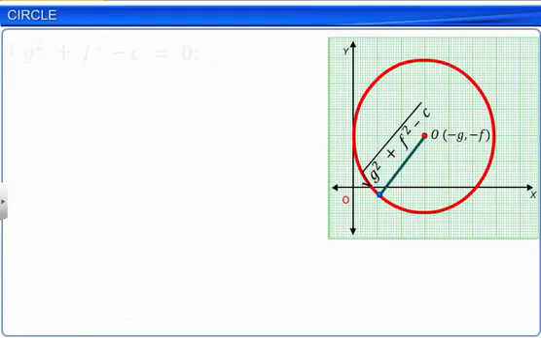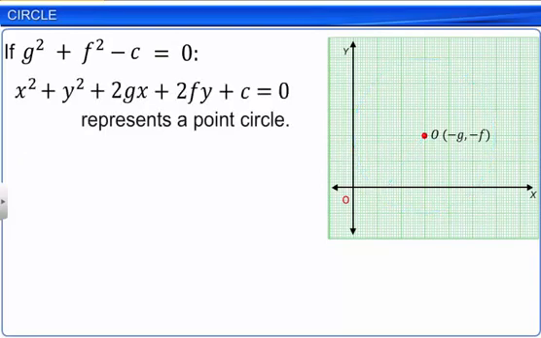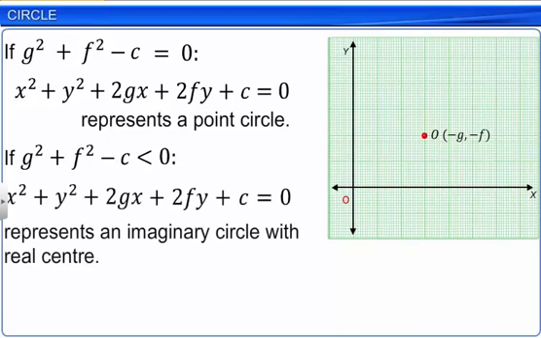If the value of g squared plus f squared minus c is 0, then the equation of this form represents a point circle, which is nothing more than just a point or the center of a circle. If the value of g squared plus f squared minus c is less than 0, then the equation of this form represents an imaginary circle with a real center.